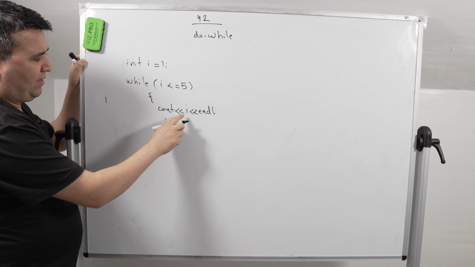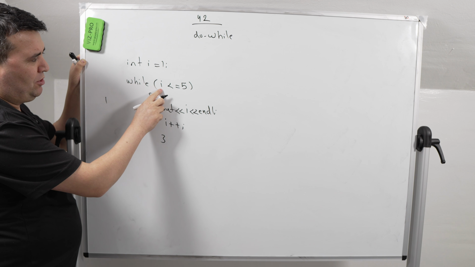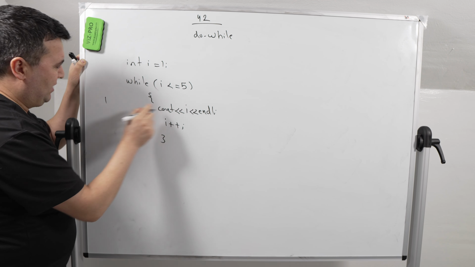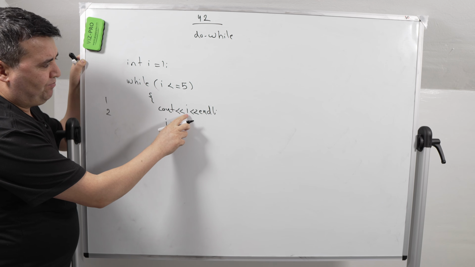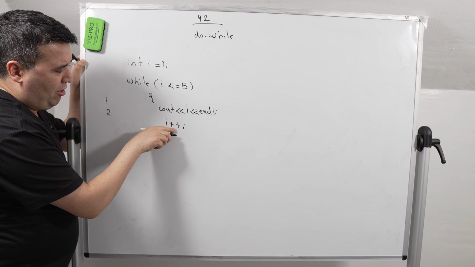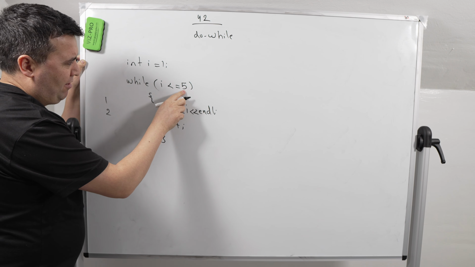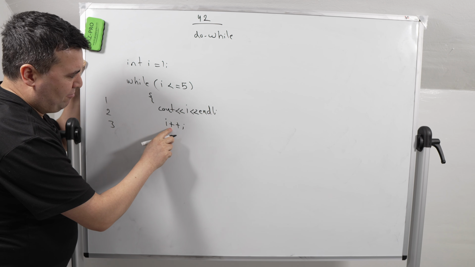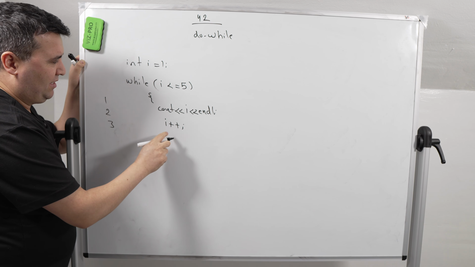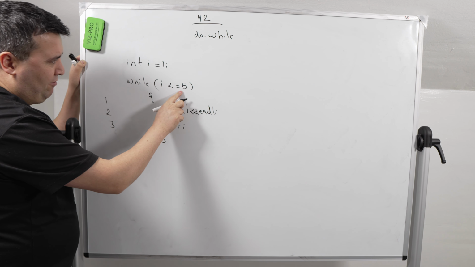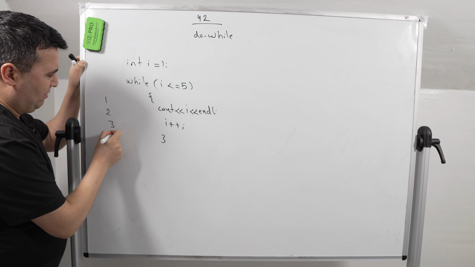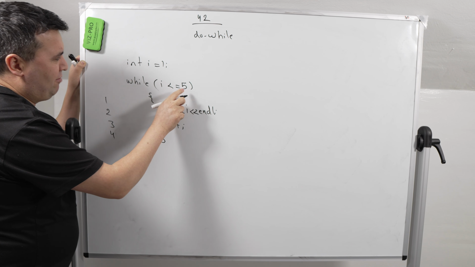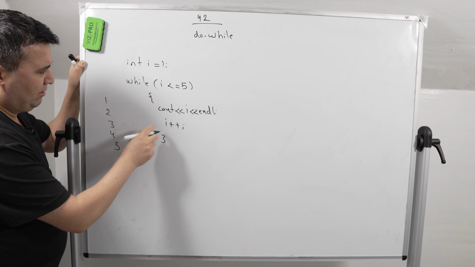Then the value of i became 2. 2 is less than 5, yes, the condition is true, and it prints the number 2. Then i became 3. 3 is less than 5, the condition is true, and it prints 3. Then i becomes 4. 4 is less than 5, the condition is true, and it prints out 4, and i becomes 5. Is 5 less than 5? No, but 5 is equal to 5, so the condition is true, and it prints out the 5 here.